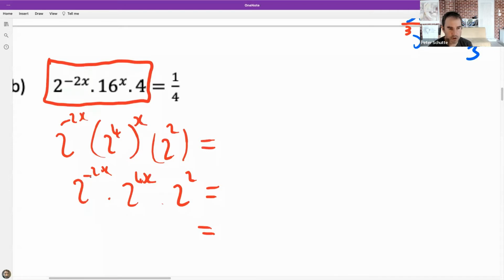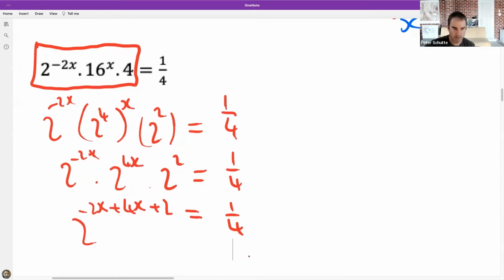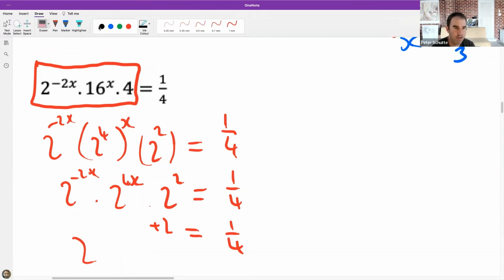So you've got 2 to the power of minus 2x plus 4x plus 2. I think we just write it like that. So I want everyone to get to that point. Now, I could actually make this simpler. Instead of writing minus 2x plus 4x, minus 2x plus 4x are like terms, and so I can replace that with 2x, and then the 2 was already there.